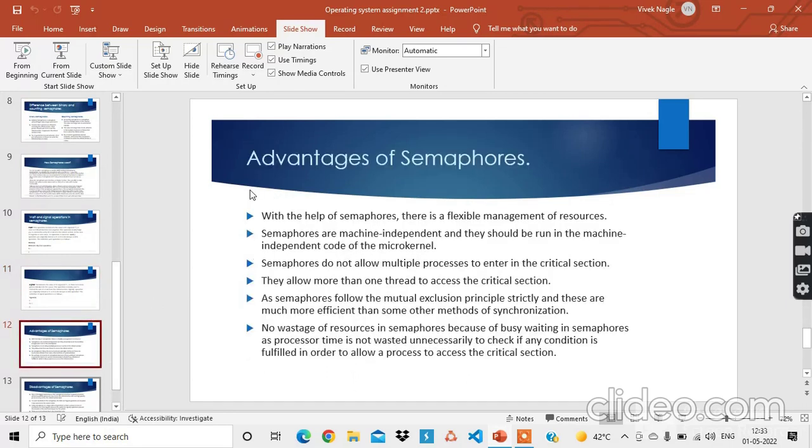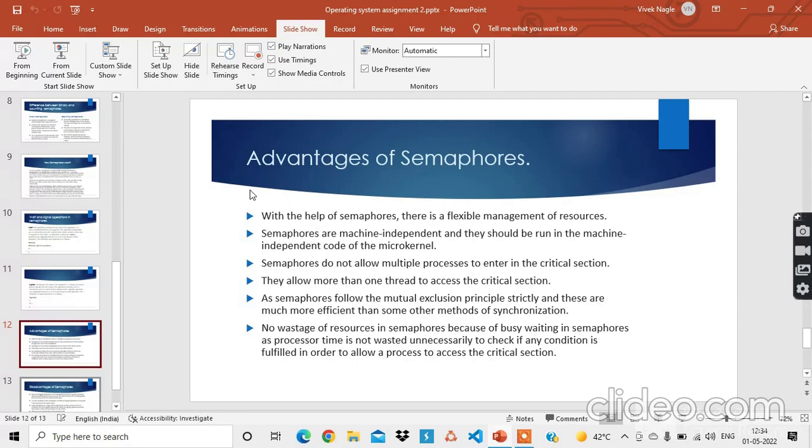Then next we discuss what the advantages of semaphores are. With the help of semaphores, there is flexible management of resources. Semaphores की मदद से हम resources को manage कर सकते हैं क्योंकि semaphores में only one at a time one process को resource execute होता है तो इससे deadlock की condition avoid होती है.